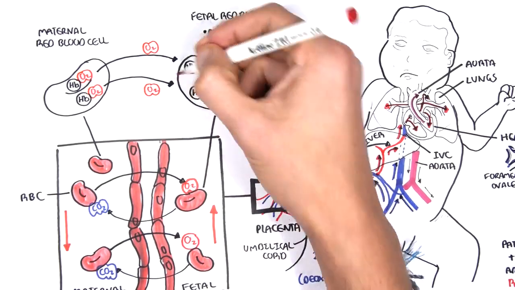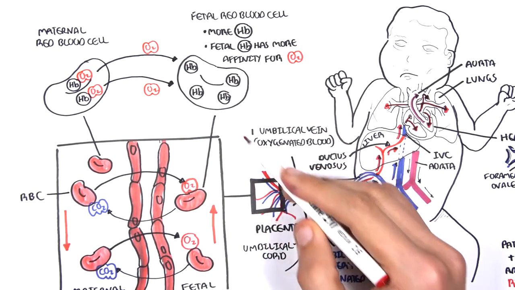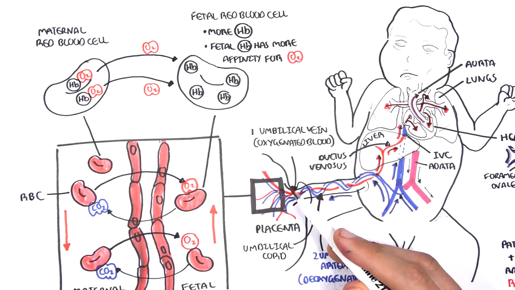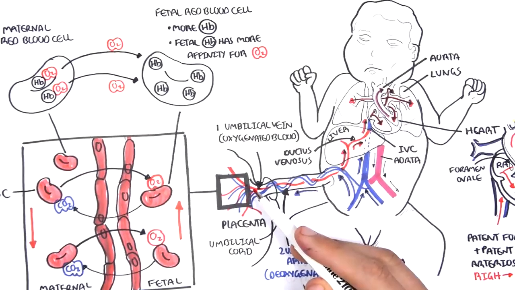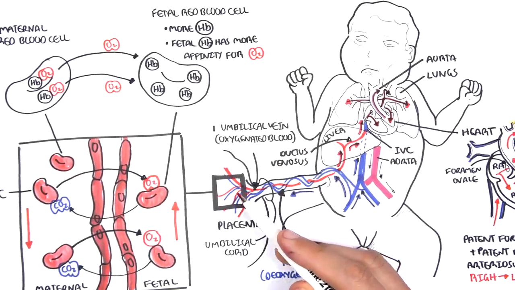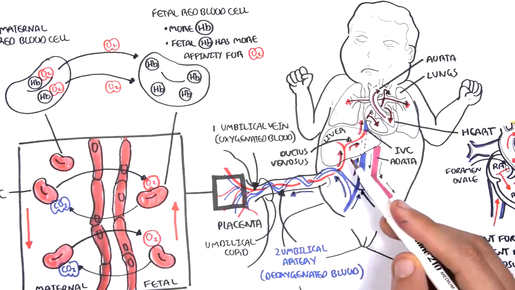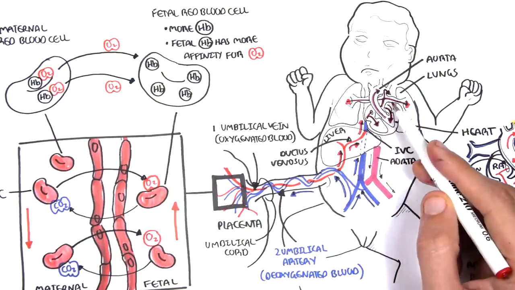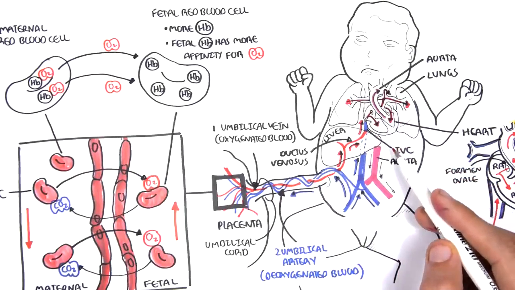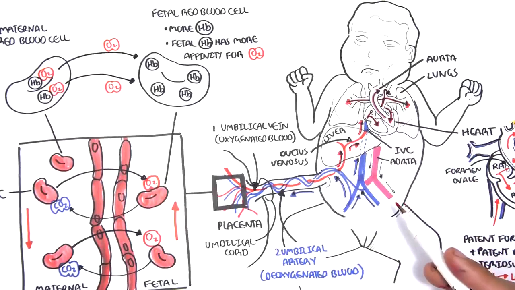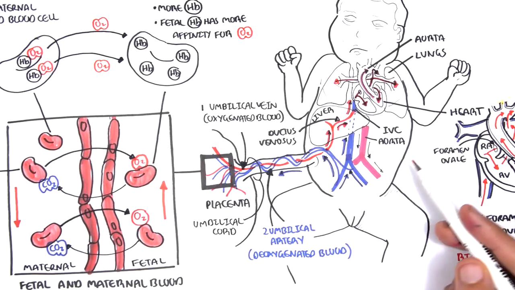Anyway, this is the reason why oxygen is usually taken from the maternal red blood cells and into fetal red blood cells. So the umbilical vein, which is now oxygenated thanks to the maternal circulation, will travel back to the fetus, and it will go to the heart, and then it will be pumped by the fetal heart to feed the fetal tissues. So what happens in the fetal tissues? Well, let's take a look.